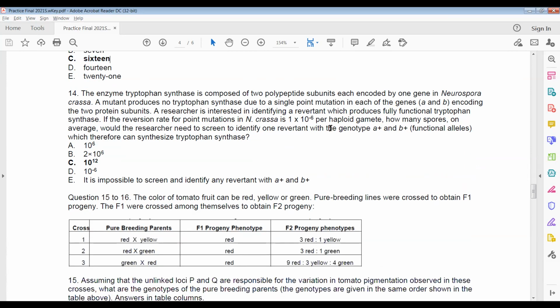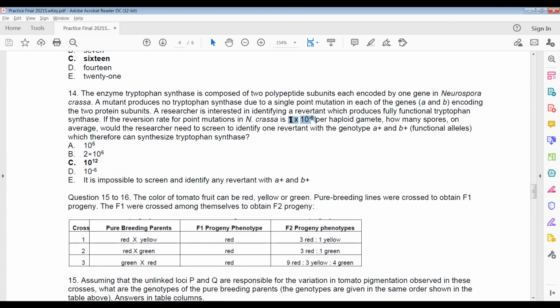Okay, nice. All right, so number 14. This one is talking about mutation. Here we have Neurospora. Now we talk about 2 genes, 2 different genes, A and B. They are totally independent, and we have a single point mutation in each of these genes, A and B, and there is a chance to get a reverse mutation, which means it is a mutant gene, but the mutation can go back to the wild type.